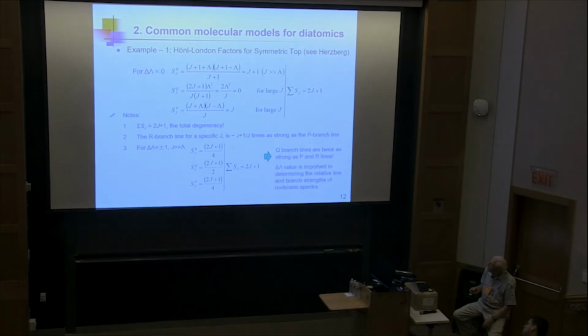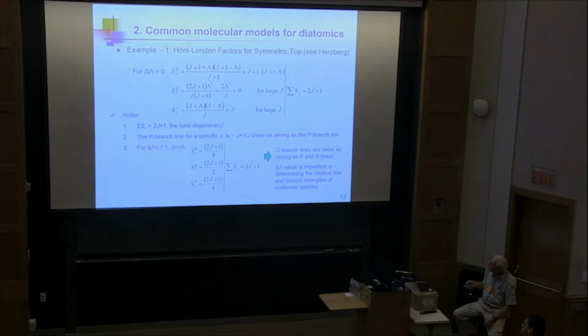Now, here I'm saying it for you. The R branch for a specific J is J plus 1 over J times as strong as the P. In a perfect world, that ratio would have been 1, but it's not quite perfect.